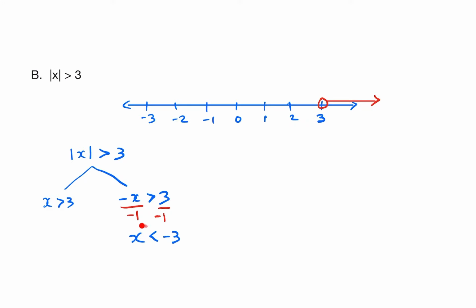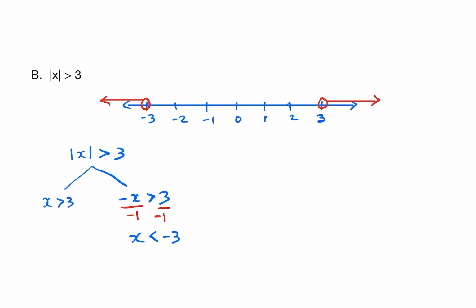And then here we have x is less than negative 3. We have this less than sign. So we're going to put an open circle on negative 3. And we're going to draw an arrow to the left, because anything less than or to the left of negative 3 is going to be less than negative 3.